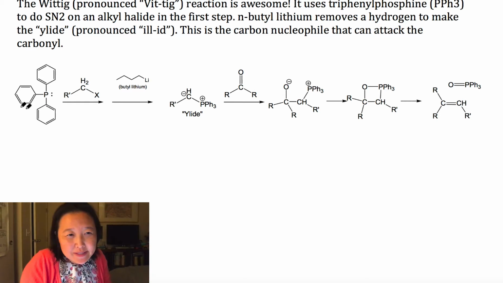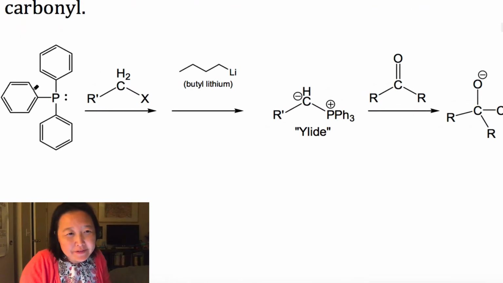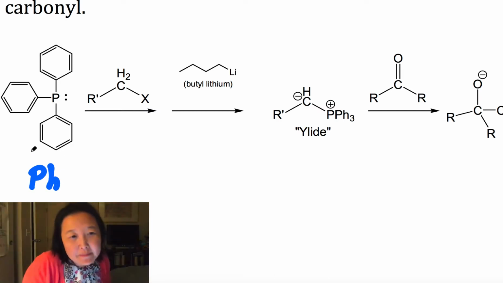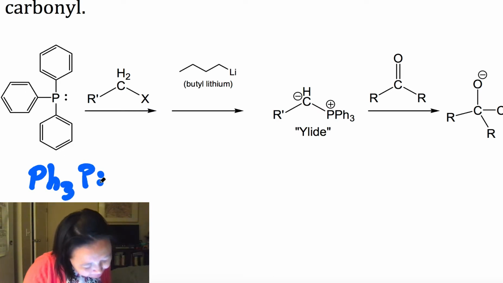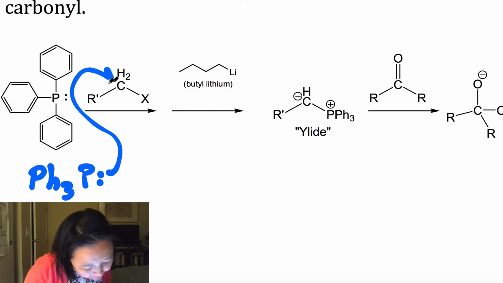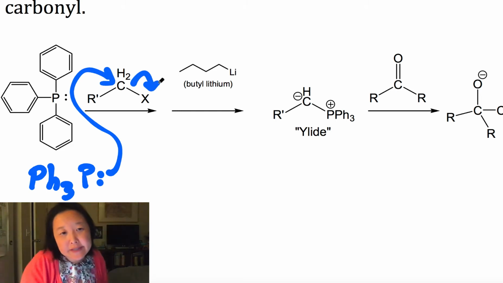For this, we're using a strange reagent. You've probably never seen this before, triphenylphosphine. Phenyl groups can be abbreviated Ph, so that's 3 Ph groups. And then we've got this alkyl halide here. This is a nucleophile here, so this can attack here like an SN2 reaction.